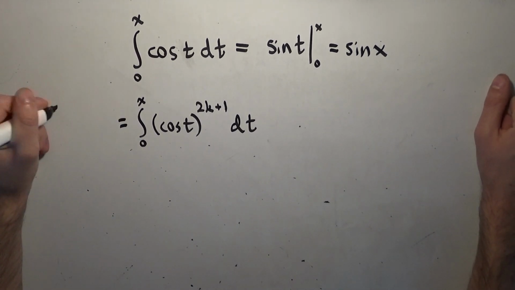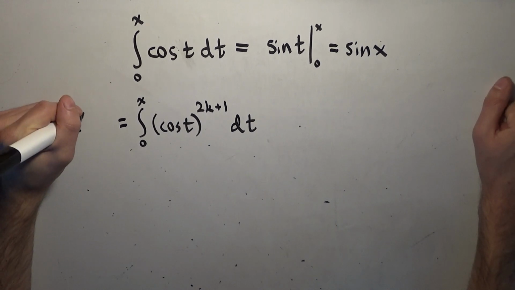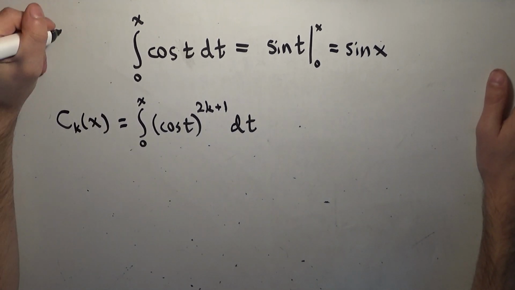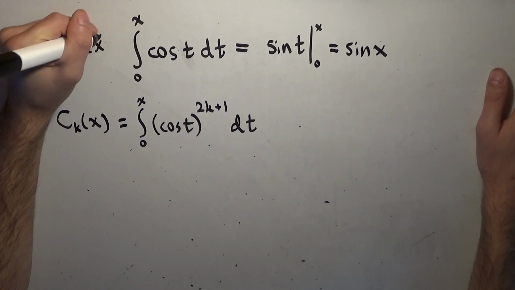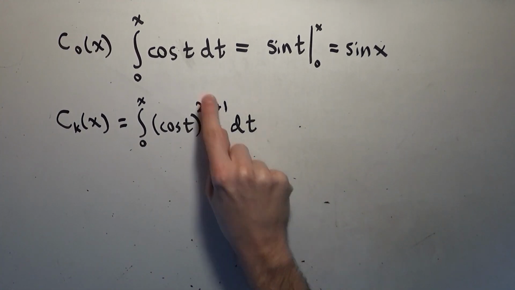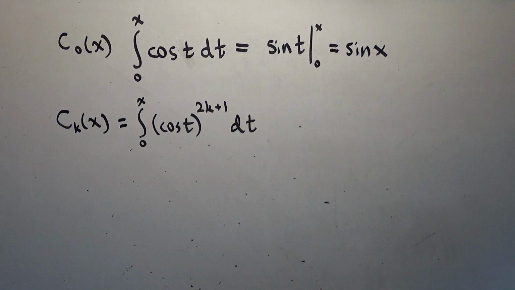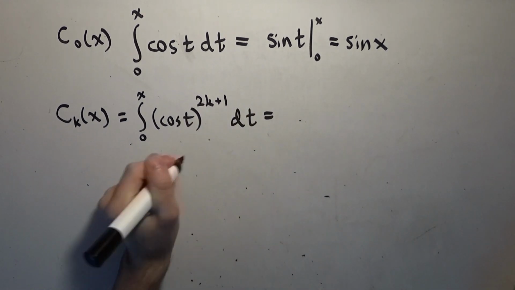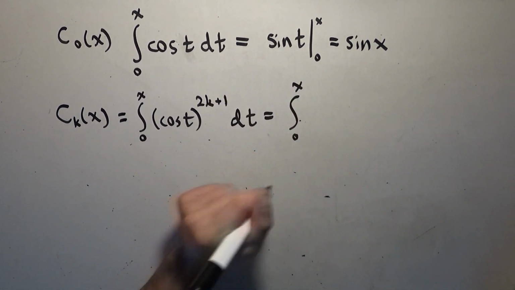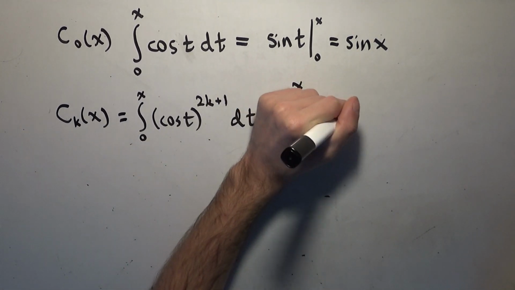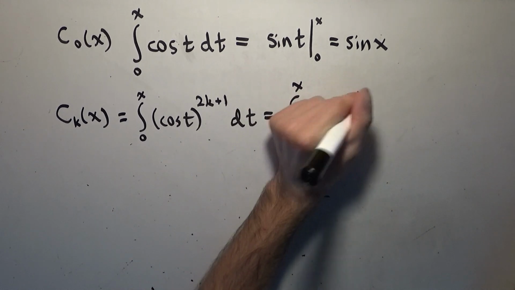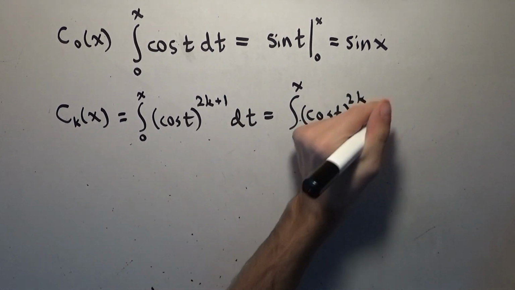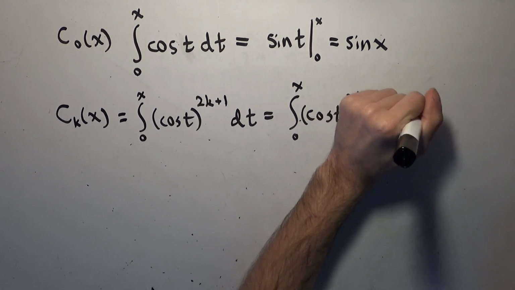And we will call this c_k of x, which makes this c_0 of x, right? Because 2 times 0 is 0, plus 1 is 1, and that's what that function is right there. So, how might you want to start off? Well, first of all, we want to see if we can maybe write it as a product of two things and do integration by parts. So we'll write it as the integral from 0 to x of cosine of t to the power of 2k times cosine of t dt, right?